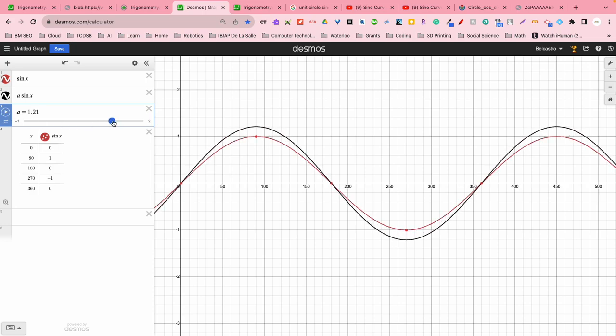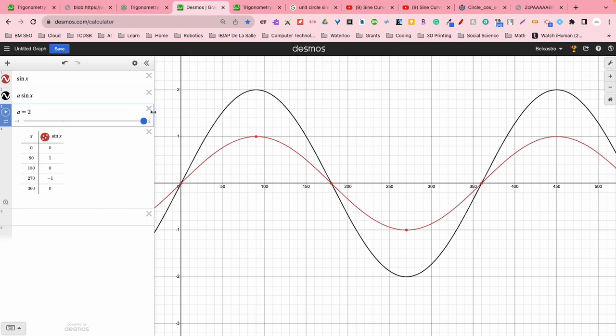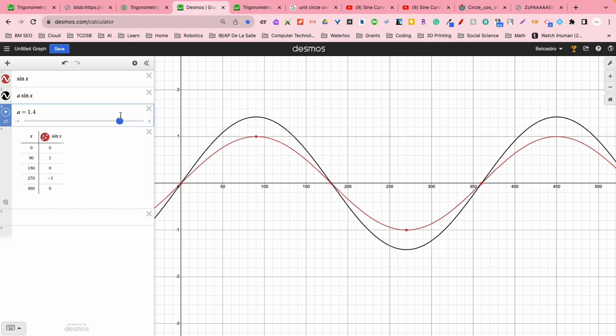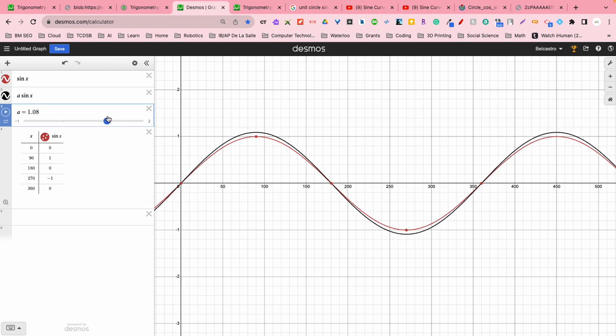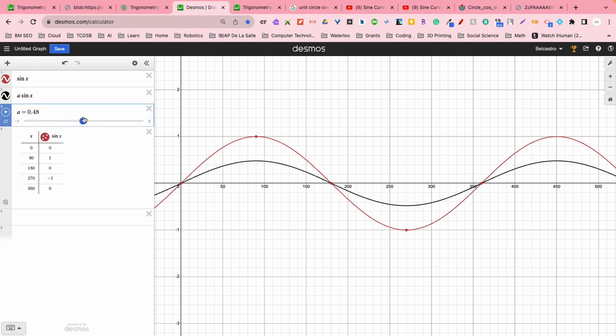Okay. If you notice, when I'm on 1, it looks like the original function, which is right. As soon as the A value goes up, it looks like the peak and the trough are being pulled from the top and bottom. Okay, and then as I shrink it, it comes back down. And when I'm less than 1, it looks like the peak and trough are being squished.